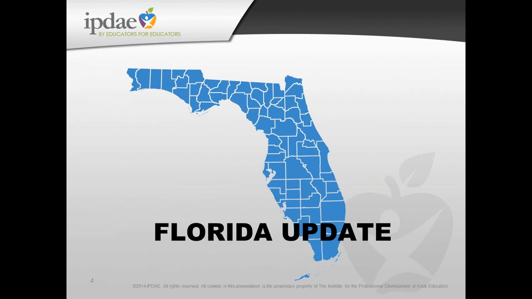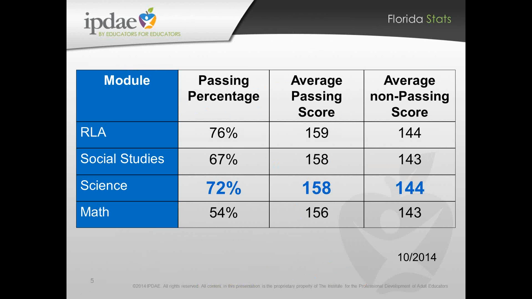Like we did last week, let's take a quick look, an update, so to speak, on where the stats are in Florida for science. And these stats were as of this last month, October 2014. You'll notice that we're doing pretty well in science compared to math and, of course, social studies, with a 72% passing rate. In fact, what we're seeing in Florida is everything is slowly but surely going up, which is great news for all of us.